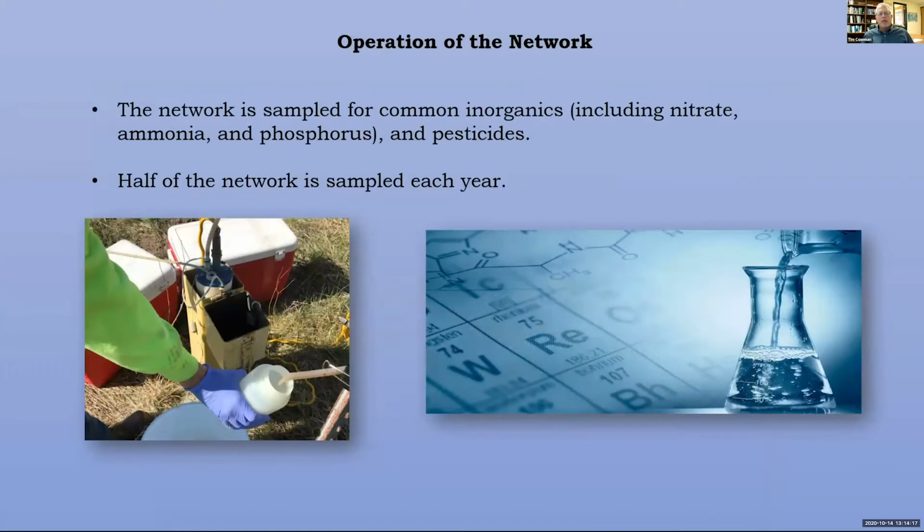In terms of the operation of the network, we sample for common inorganics, including nitrate, ammonia, and phosphorus, and also for pesticides. And we sample half of the network each year. We used to sample the entire thing each year, but due to budget constraints, we had to cut back and only sample half of it each year now.